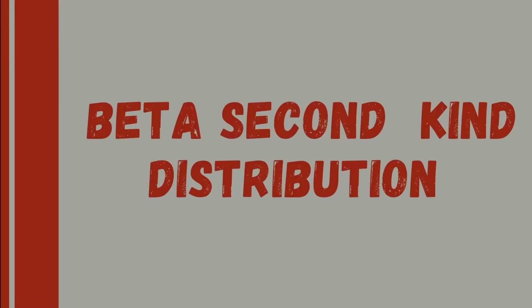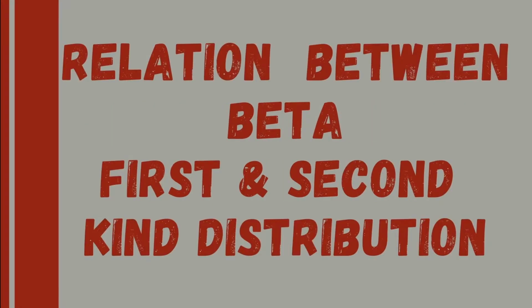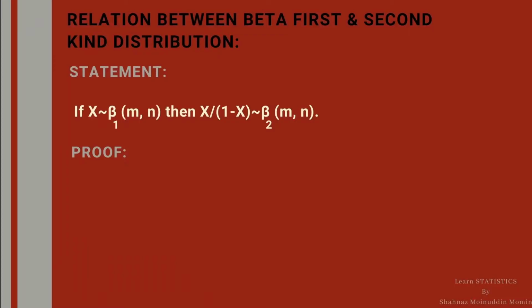The topic of today's lecture is beta second kind distribution. In this topic we will discuss the relation between beta first kind and second kind. Now let us start with the relation between beta first and second kind distributions. Statement: if x follows a beta 1 with parameters m and n, then x divided by 1 minus x should follow beta second kind with parameters m and n.